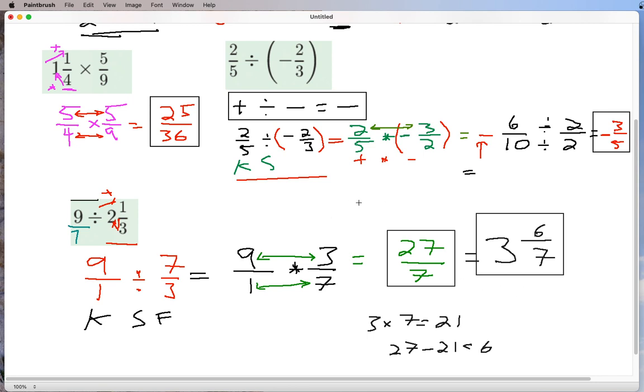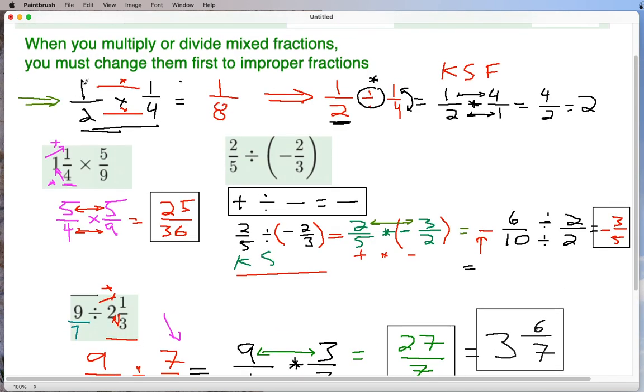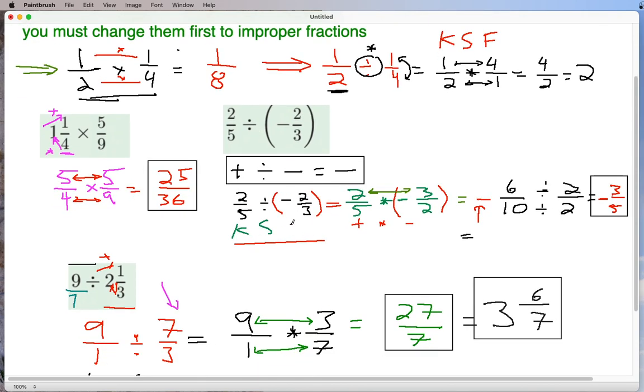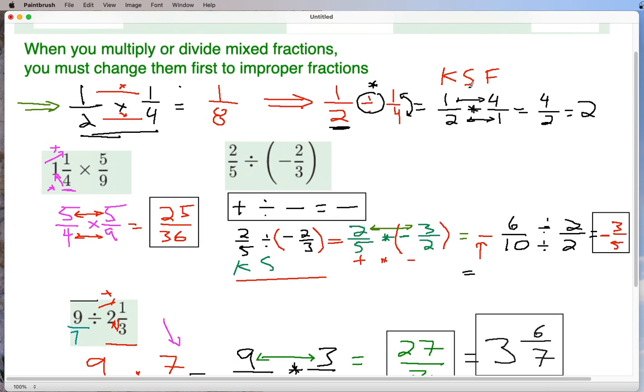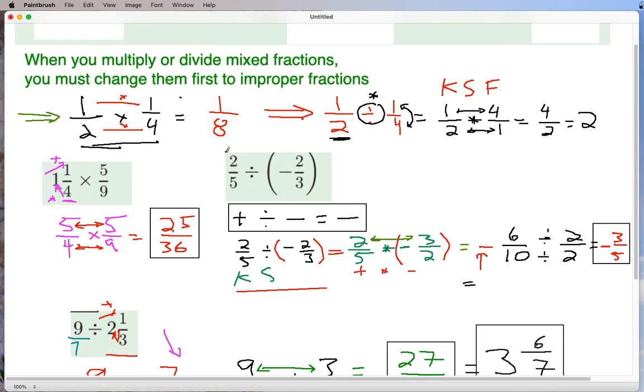All right, so just to recap, each one of these questions, if you have a mixed number with a whole piece, you have to change that to an improper fraction. If they give you a whole piece like 9, well, that's very simple. You put it over 1. And then if you have another mixed fraction, of course, we have to change that to an improper fraction, what we did here. So multiplication, top times the top, bottom times the bottom. Division, keep, switch, flip, like I showed you here. Okay, so there's how we do some simple multiplying and dividing of fractions.